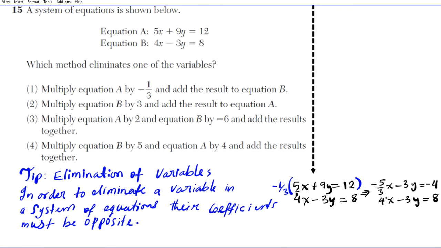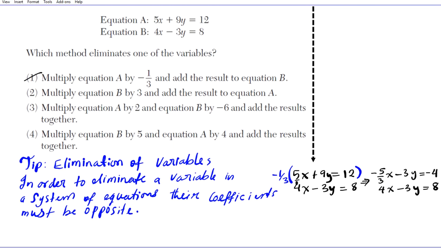The coefficients of the x's are definitely not opposites. Take a look at the coefficients of the y's. They are identical. Can we eliminate them by linear combination? The answer is no. In order for elimination to happen, they must be opposites. So let's say this was positive and that was negative, then it'll work. Or this is negative and this is positive. The signs have to be different. So option 1 is not correct.